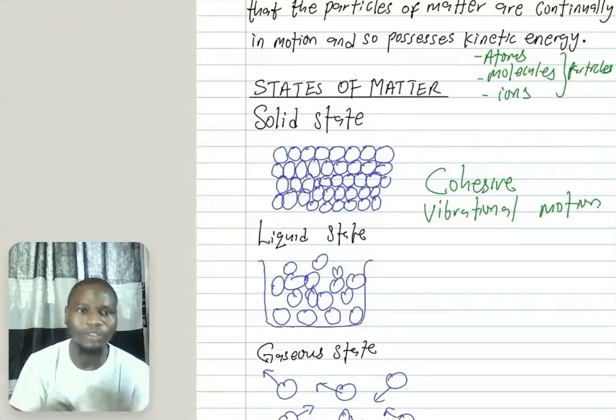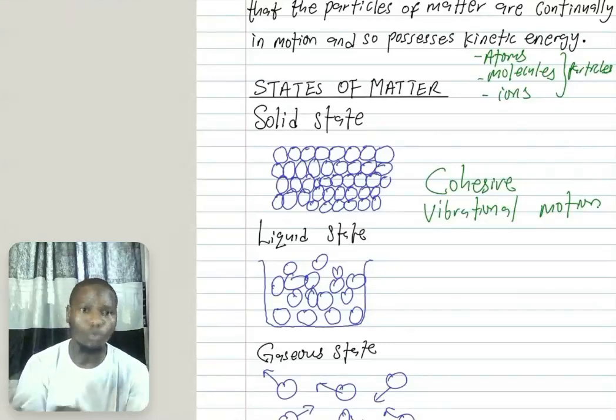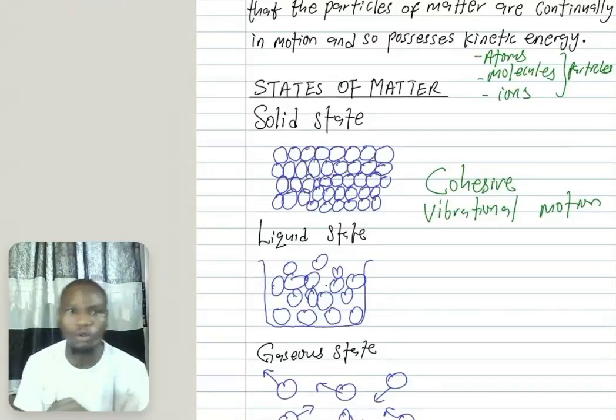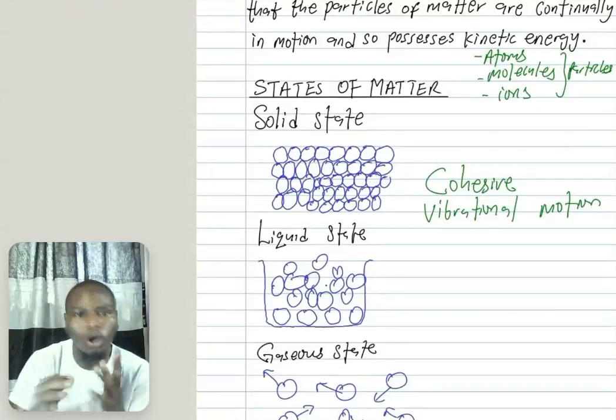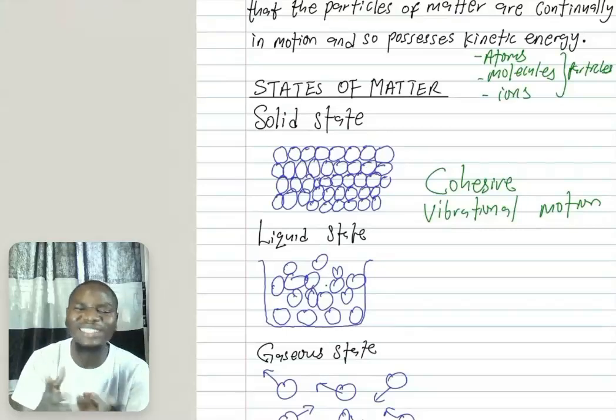So the second state is the liquid state. They are also packed, but not as tight as that of solids. Particles in liquid can also move, but their movement is also restricted. Here also they are not compressible. You cannot compress liquid. Although they have spaces between their particles, the space is very small.